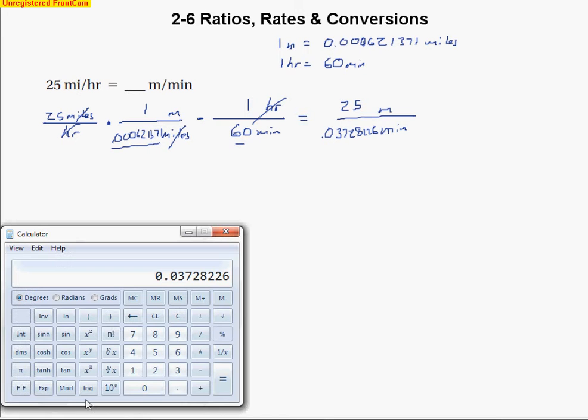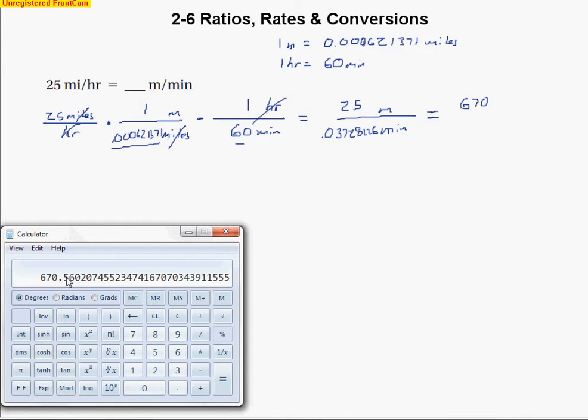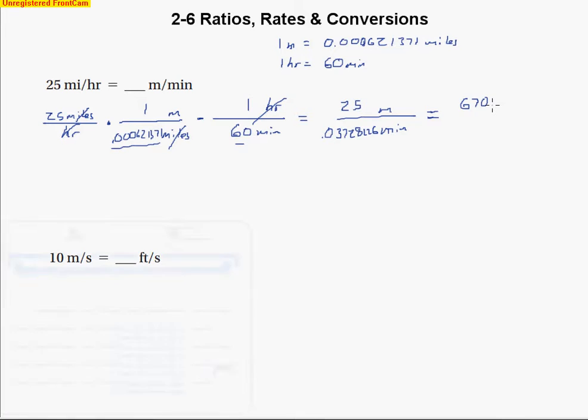So I take that number, I'm going to clear this. I'll do 25 divided by that other number, 0.03728226, and then this equals, and then I get this number here. So 270, and we'll just round to the nearest whole number there, or maybe to the nearest tenth. So I'm going to say this is about 270, and then if I round to the tenths place, that 6 is going to round that up, so we'll say about 270.6 meters per minute.